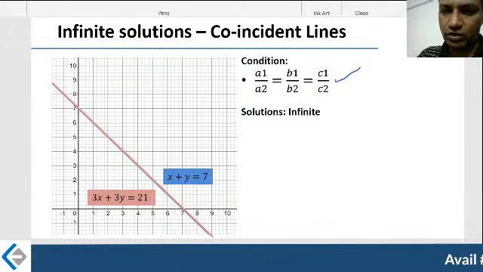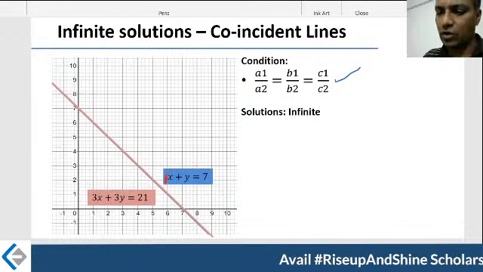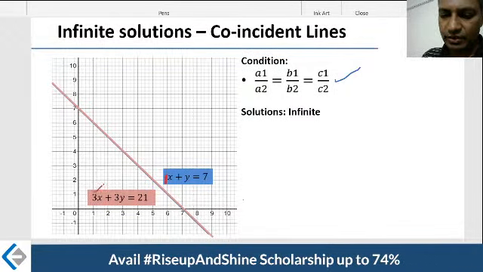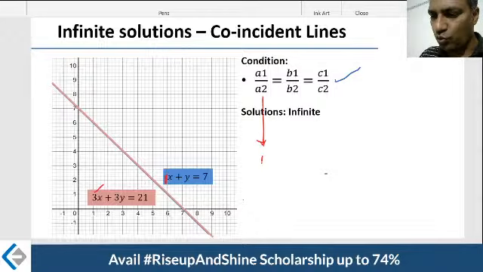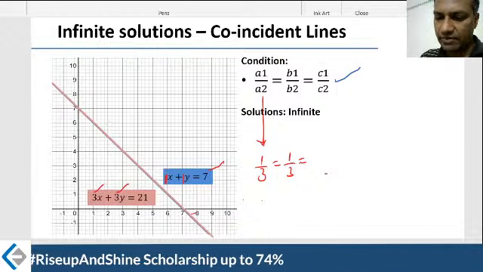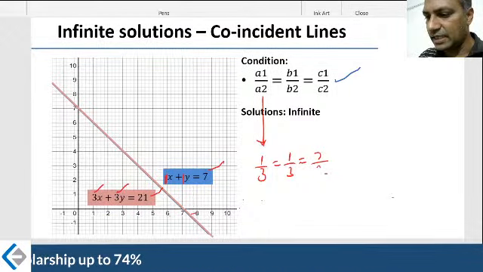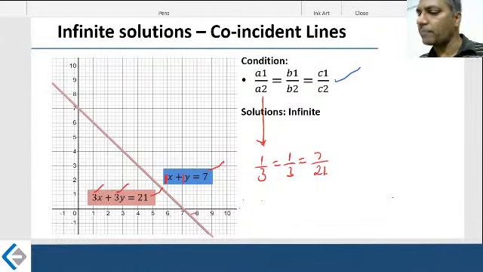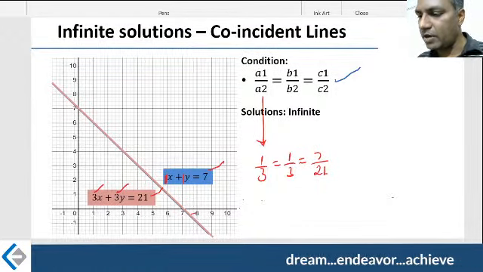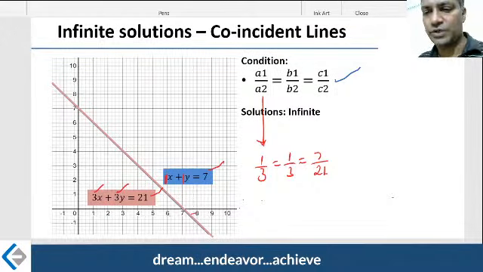So take a look at these equations. What is the ratio of the coefficient of x? a1 is 1, and a2 is nothing but 3. Therefore a1 by a2 is 1 divided by 3. What about b1 by b2? This is 1 and this is 3. Therefore this is also 1 by 3. Here, what is the constant term c1 by c2? There is a 7 and there is a 21. Therefore this is 7 divided by 21. Put together, are all of them equal? Yes, they are all equal to 1 by 3, and hence you say that these are coincident lines.